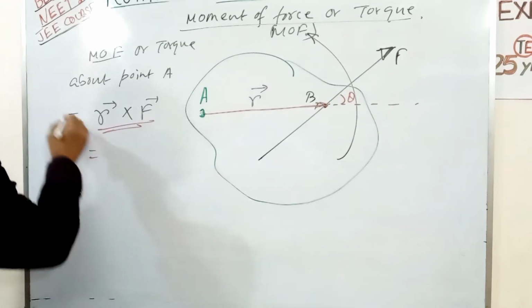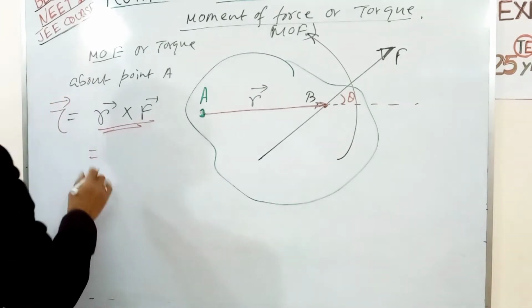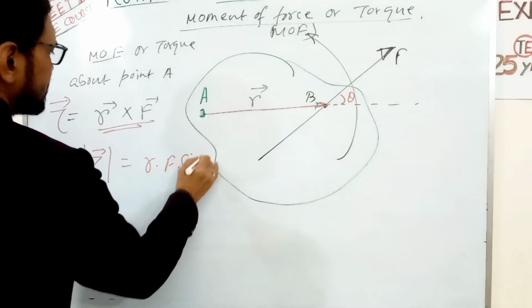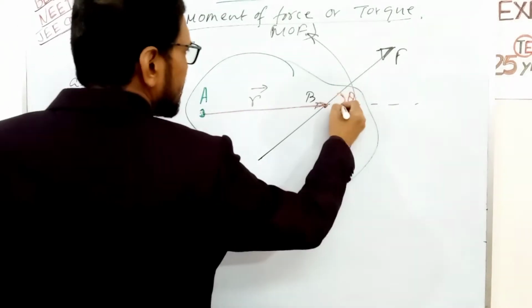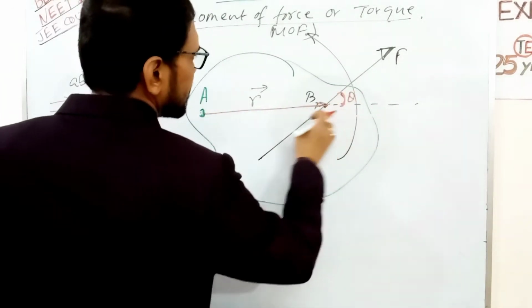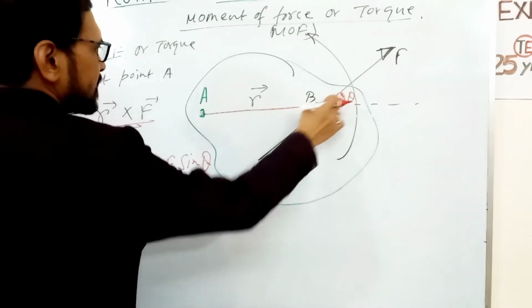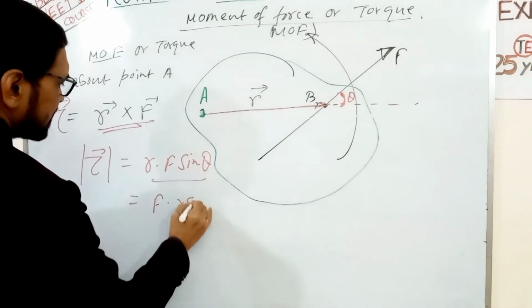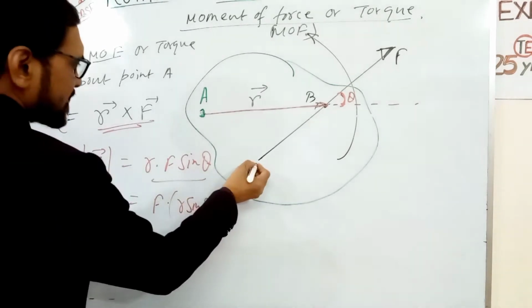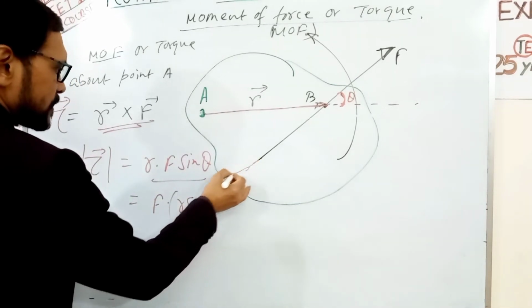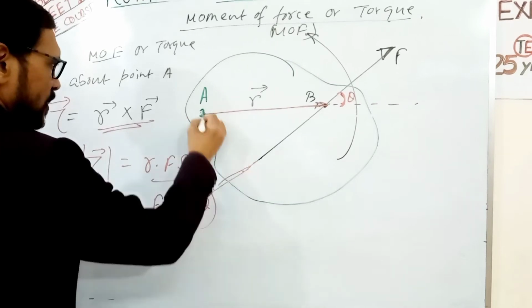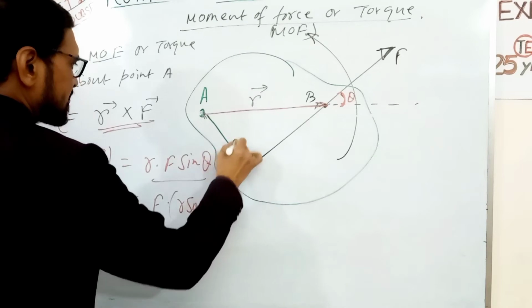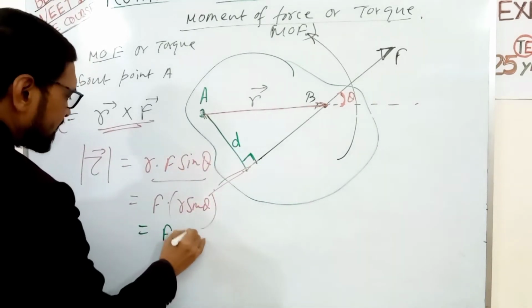Now this is defined as torque, r cross F. So the magnitude of the torque is r F sin theta. What is theta? Theta is the angle between r and F. This is the r vector, this is the F vector, and the angle between r and F is theta. So F into r sin theta. Now what is r sin theta? If we extend this and draw a perpendicular, this distance is d. So r sin theta equals d, and the torque is F into d.